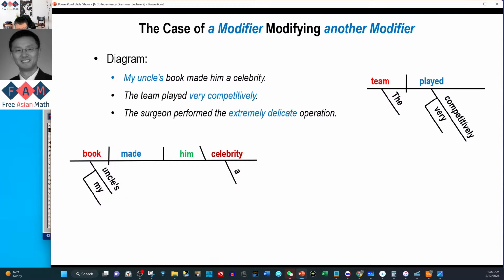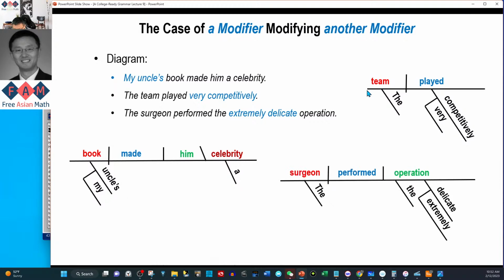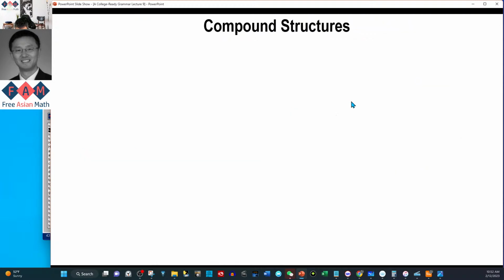The surgeon performed extremely delicate operation. So delicate modified operation, but we want to add certain information about delicate. How delicate? We know it's delicate, but we want to emphasize that this is extremely delicate. So therefore, extremely is an adverb. It's modifying an adjective, which is delicate. So once again, you have two levels of modifier. The surgeon performed the operation extremely delicate operation. Okay, those are easier to understand. So the next topic is compound structures.